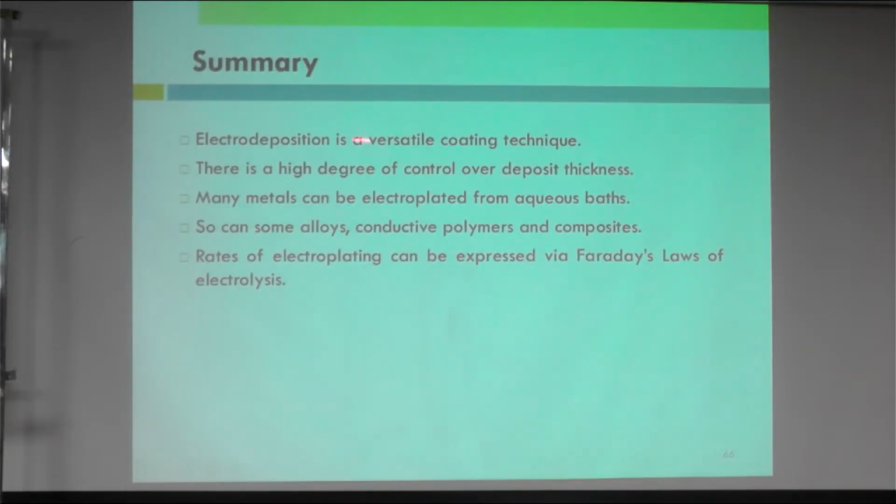In summary, electrodeposition is a good coating technique. There is a high degree of control over deposit thickness, and many metals can be plated from aqueous bath. So can some alloys, conductive polymers and composites. Here, conductive is the keyword; you need to have a conducting surface. The rate of electroplating can be expressed via Faraday's law of electrolysis. So basically, we can calculate in advance the current density we use and at what rate it can deposit.